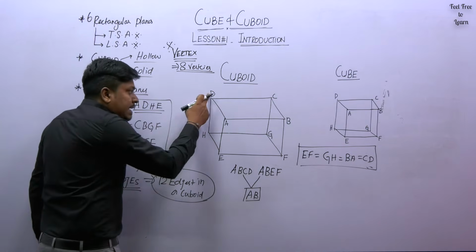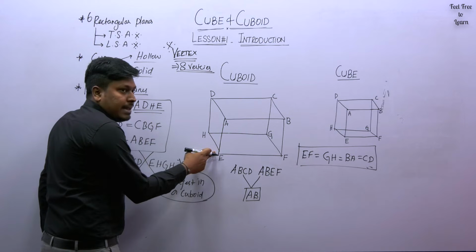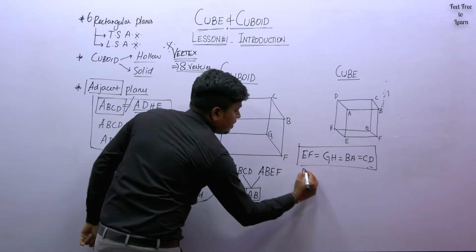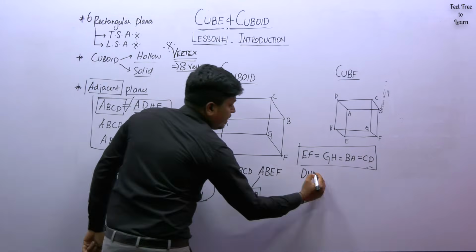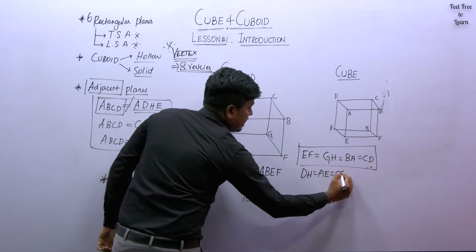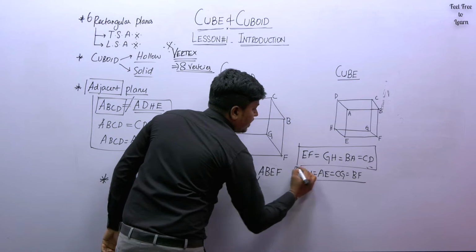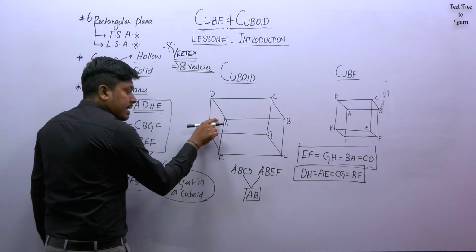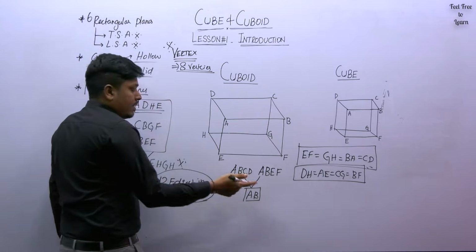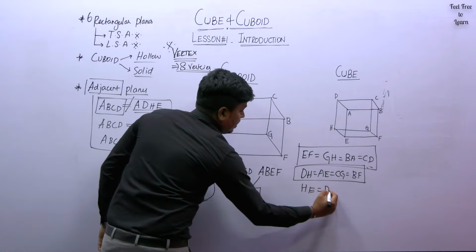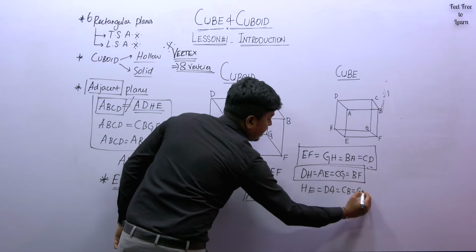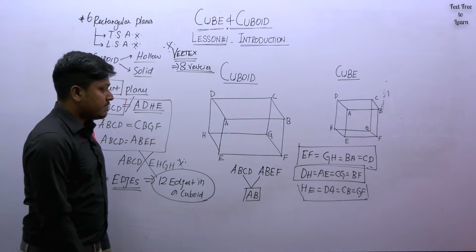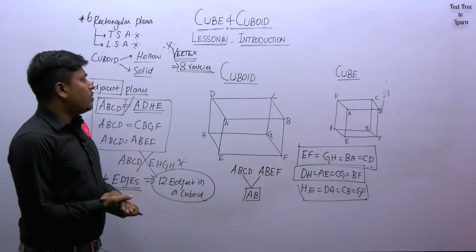Just by seeing the diagram itself, you can decide these are parallel, so definitely the lengths of these lines will also be the same. Similarly, you can see DH and AE are both equal in length. Similarly, CG and BF are equal in length. Similarly, HE and DA, CB and GF. So these lines are parallel and equal in length. So you need to remember this. And that's it about a cuboid.